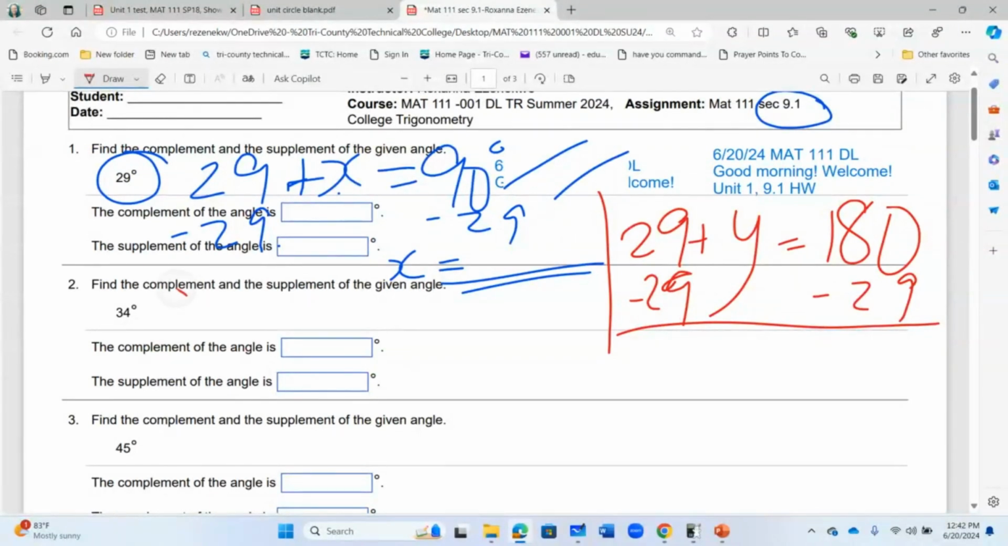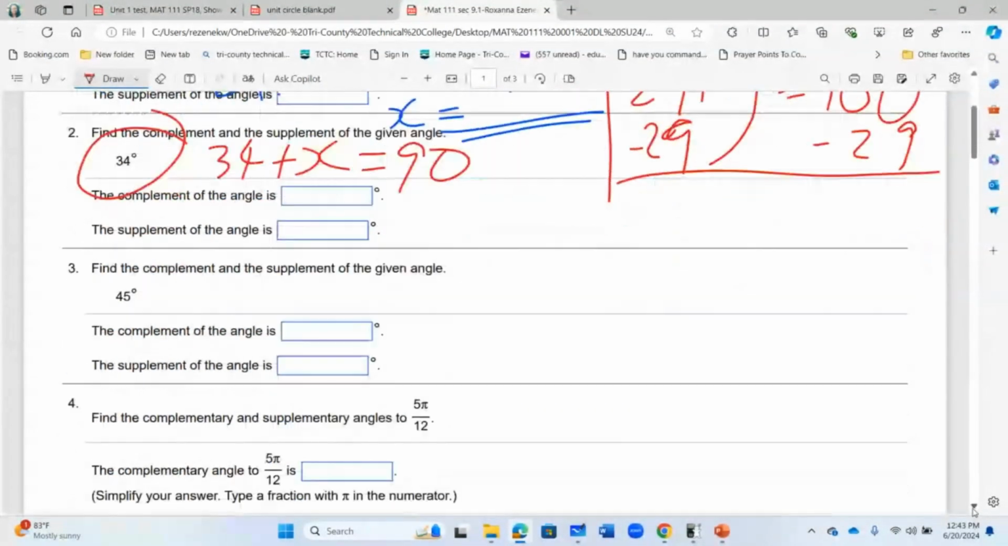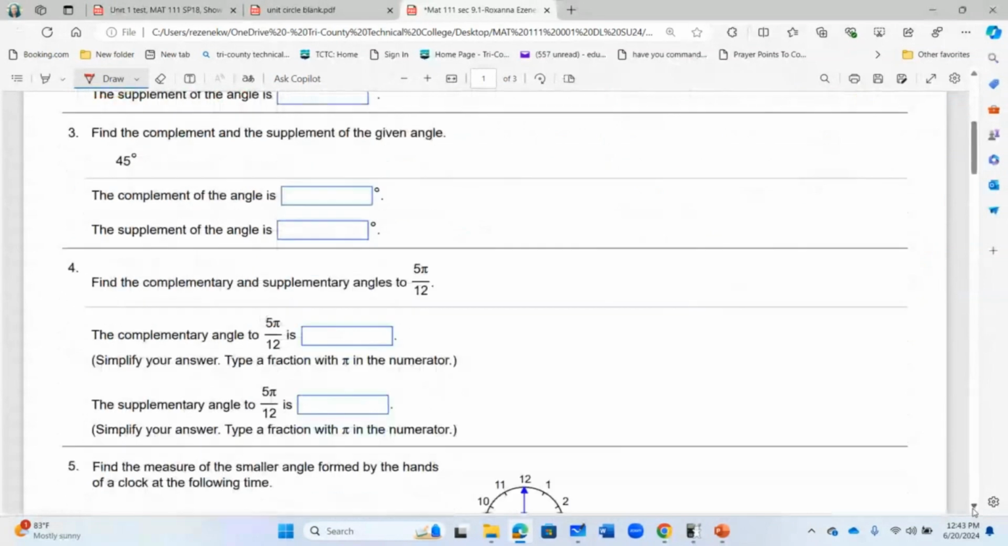The same thing. Find the complement of the angle. You can answer question number 2. If two angles are complementary, we already said they're equal to 90 degrees. 34 plus the angle equals 90. Solve for x. Find the complement and supplement. The same thing, so numbers 1 and 2. So where are we? We are in homework 9.1. So find the complementary angle.